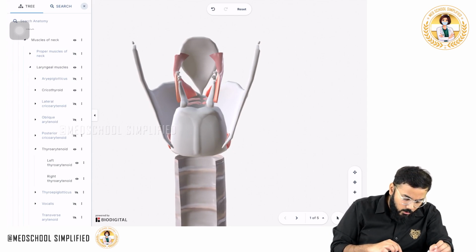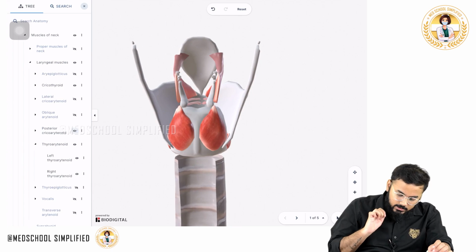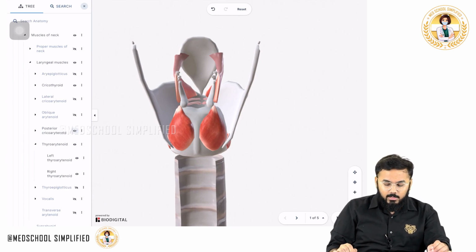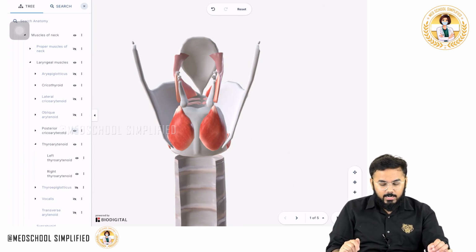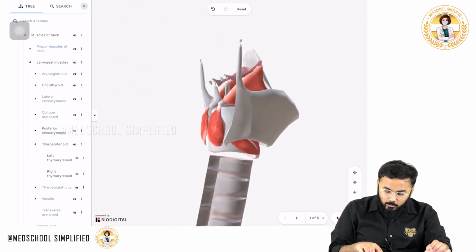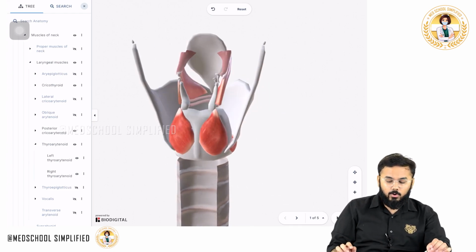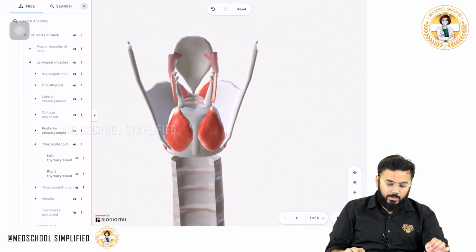Next we will discuss posterior cricoarytenoid. Let us see where this is. See, this is the one. Posterior because it is on the posterior side. Crico, why? Because down here we have a ring like bone. This is called your cricoid bone. So cricoid to this arytenoid, that is why it is called posterior cricoarytenoid.